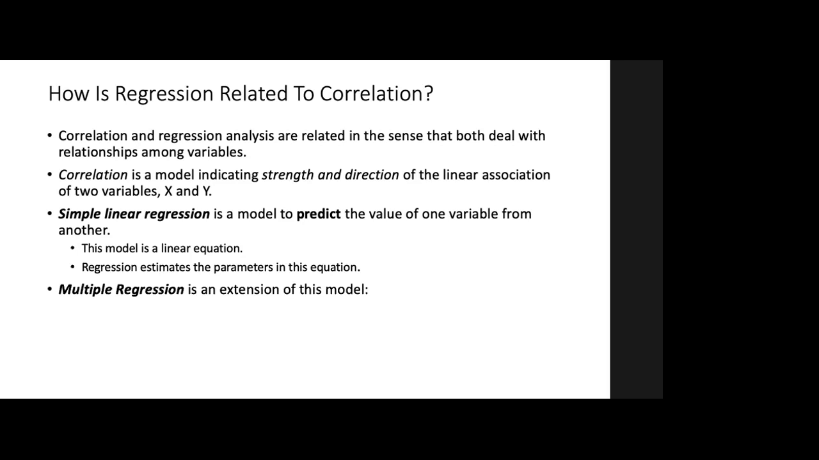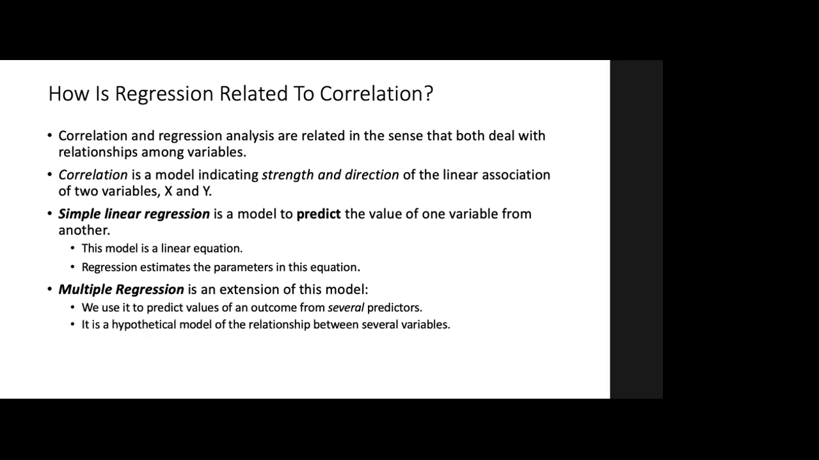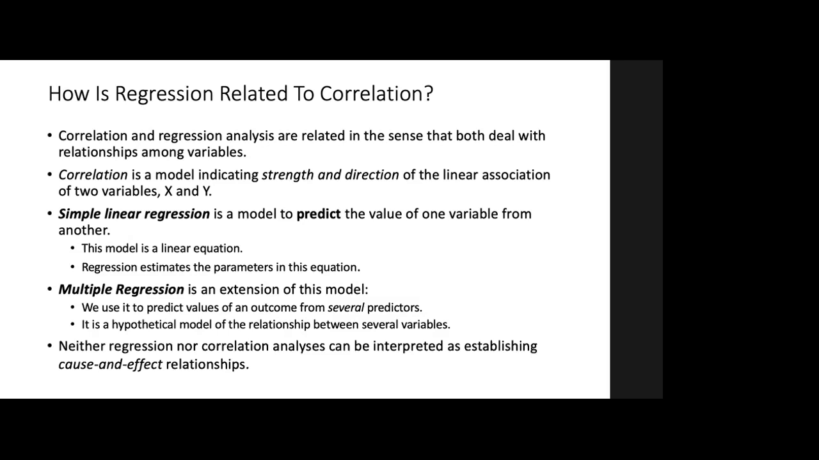And multiple regression is simply an extension of this model. We use it to predict an outcome from several predictors, so more than one. It is a hypothetical model of the relationship between several variables, right? So not only two. And it's very important to keep in mind that neither regression nor correlation analysis can be interpreted as establishing a causal relationship between our predictors and our outcome variables, right? That is something that regression analysis cannot answer.